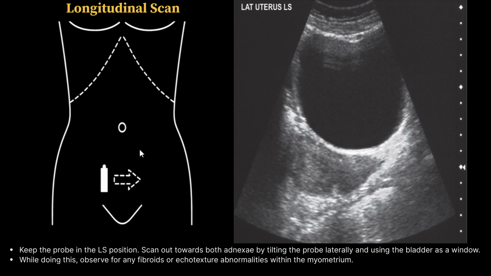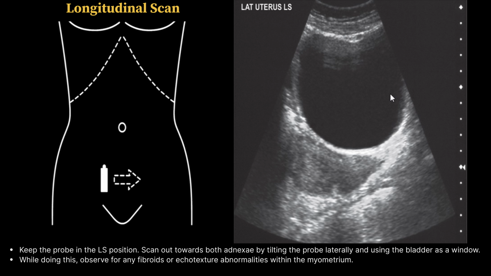And now here we can see the graphical representation for the lateral view of the uterus in the longitudinal transabdominal scanning. Now keep the probe in the longitudinal position and scan out towards both adnexa by tilting the probe laterally and using the bladder as a window. While doing this, observe for any fibroid or echotexture abnormalities within the myometrium and acquire the representative images of the left and the right lateral aspect of the uterus.